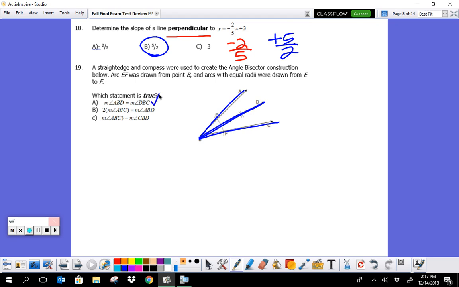But I want to check these other ones to make sure that I didn't mess something up on that first answer. B says twice of ABC, so 2 times that equals ABD. Well, that doesn't make sense. Maybe if that was the other way around, that would make sense. But that one doesn't. So it's not B. C says the measure of ABC, so that's the whole thing, is equal to CBD. So that's saying the whole thing equals the little part, which isn't true. So our answer here was A.